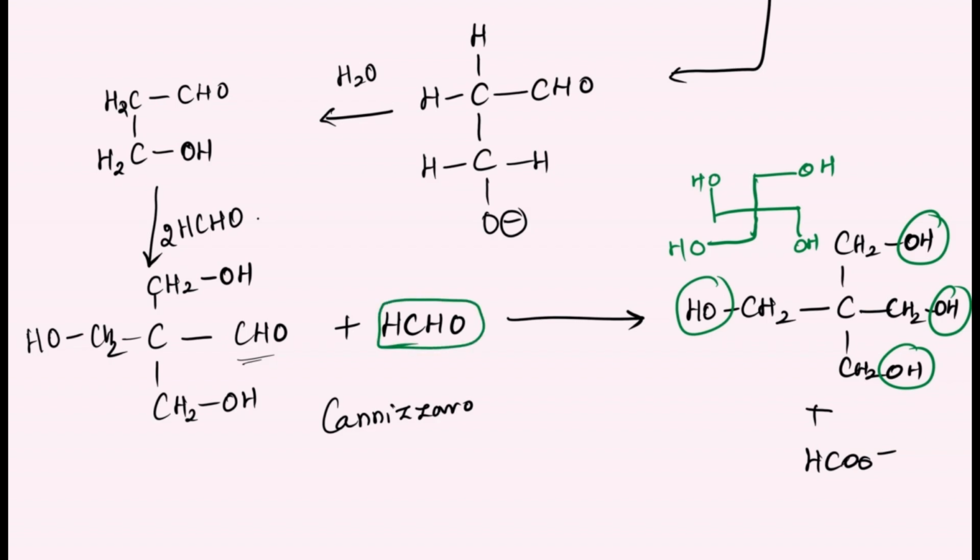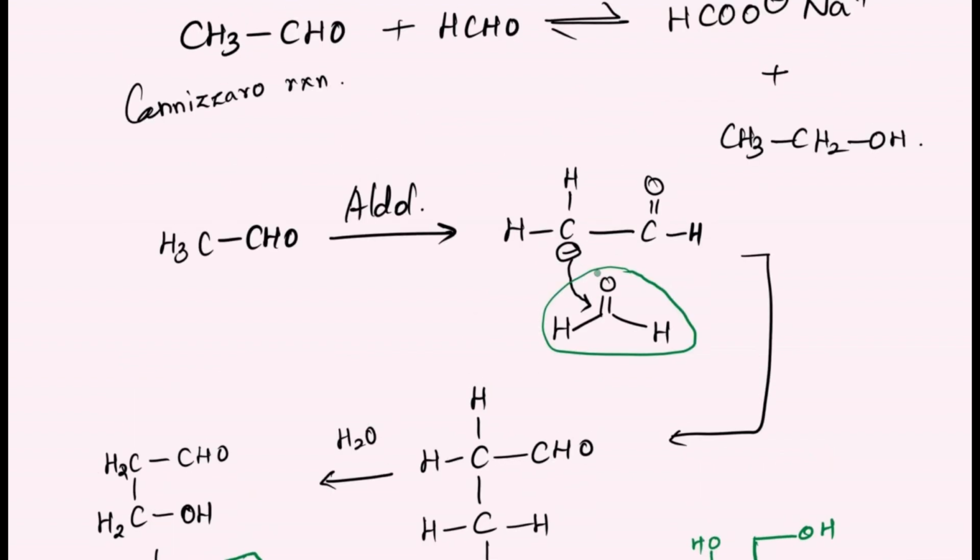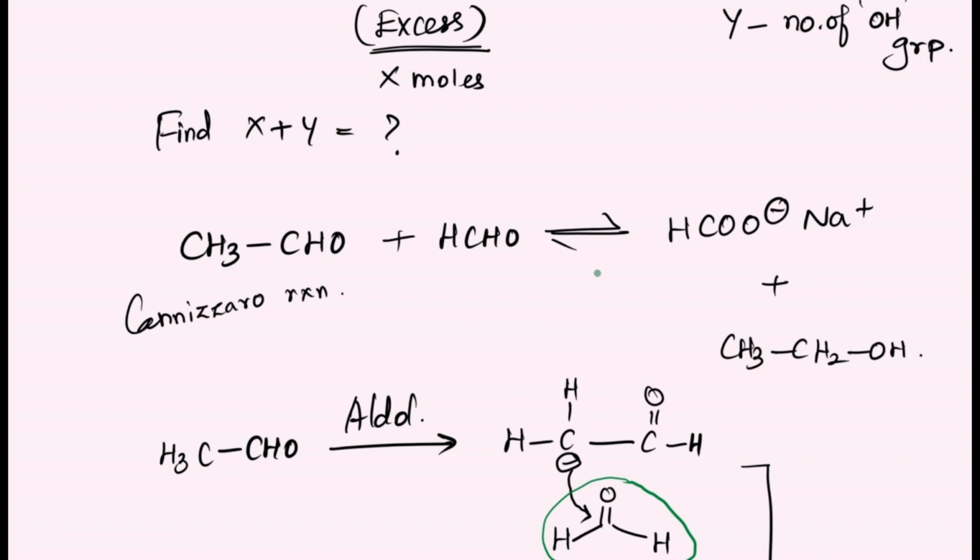Okay, 4 OH groups. How many moles of formaldehyde is used? Let's take 1, 2 here. So total 3. And then 4. You can't consider this because this is not our end product. So total 4 formaldehyde and 4 OH groups. The answer is 8. Okay. So this is one of those tricky and at the same time important questions.